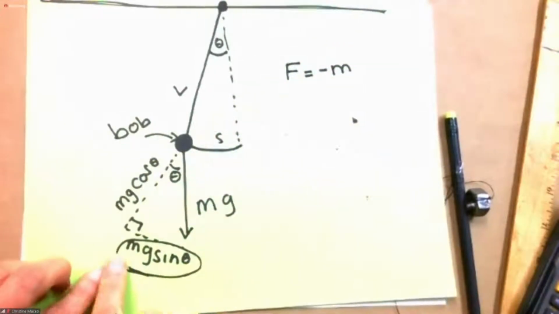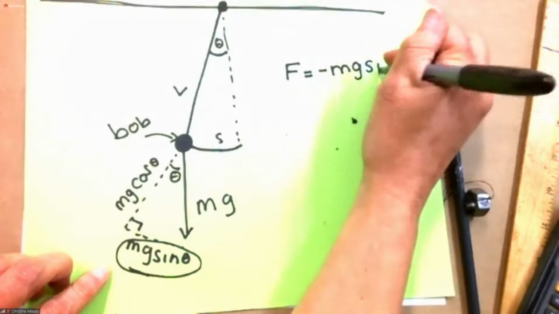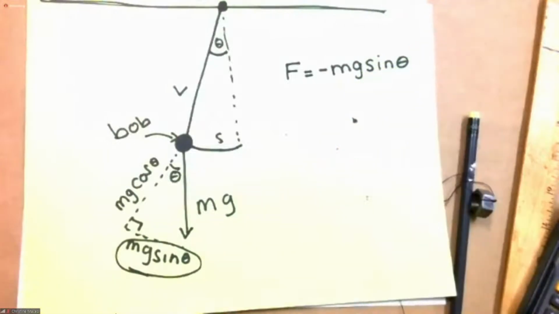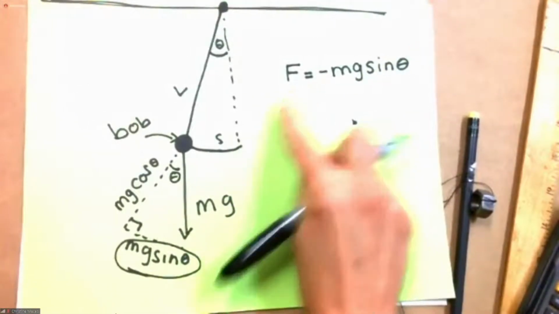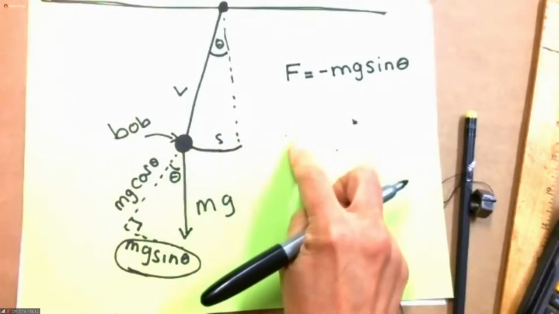And it's working to restore it, so I'm going to put a negative sign in front of it. All right, so that's the force that's acting on our pendulum to move it back so that it can start to oscillate back and forth.